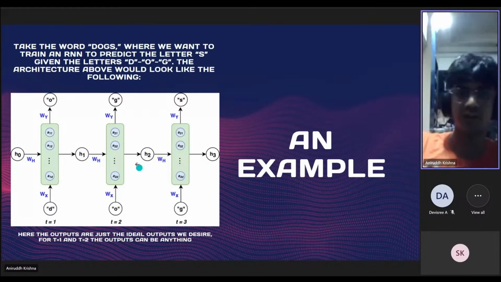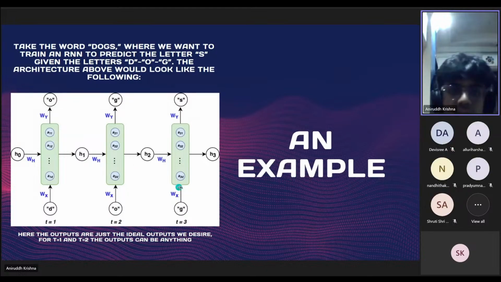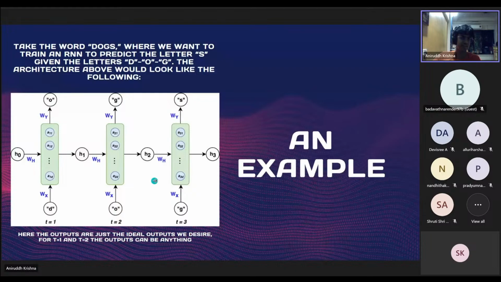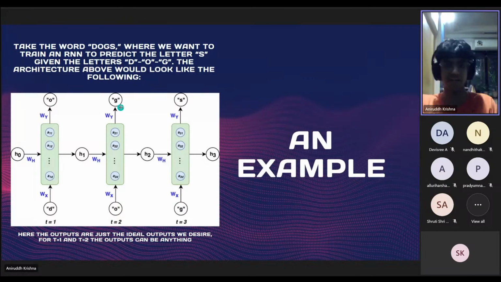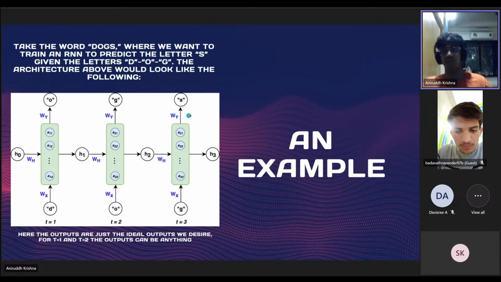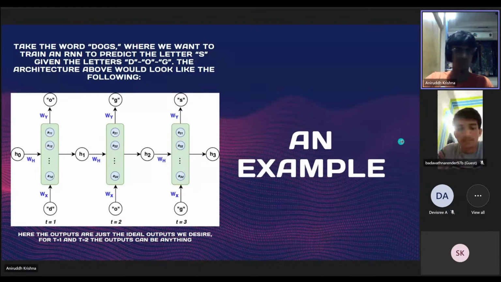Now for the third time step, I give it G as an input. Now it has D-O-G, dog. It understands that we want something that would complete it. So now it can very easily predict S, because that's the only letter which, appended to these 3 letters, would make complete sense. And that's how a recurrent neural network fundamentally performs, and that's what its architecture is.